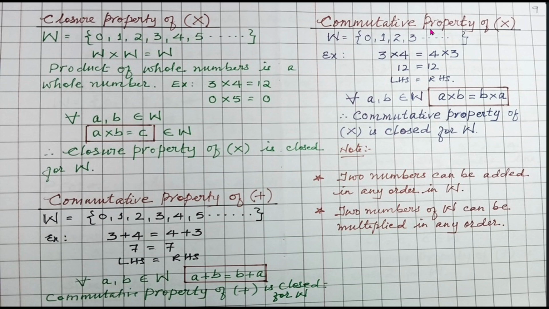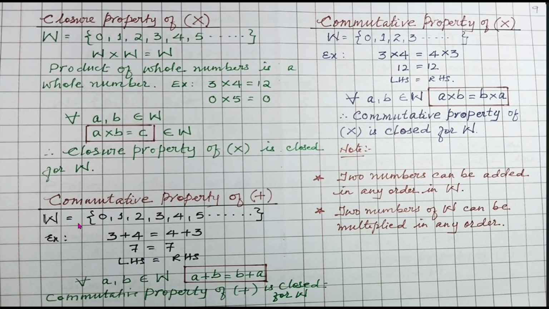Now, closure property of multiplication, again it is closed for a set of whole numbers. We take two whole numbers, when we multiply, again we get a whole number. For example, when we multiply 3 and 4, 3 is a whole number, 4 is a whole number, 3 into 4 is 12, again a whole number. 0 is a whole number, 5 is a whole number, 0 into 5 is again 0, that is a whole number. Therefore, for any A and B whole numbers, we get C, which is again a whole number. Therefore, closure property of multiplication is closed for a set of whole numbers.